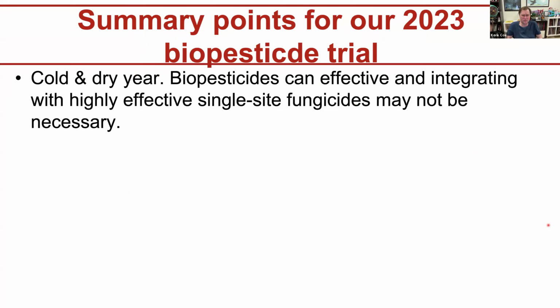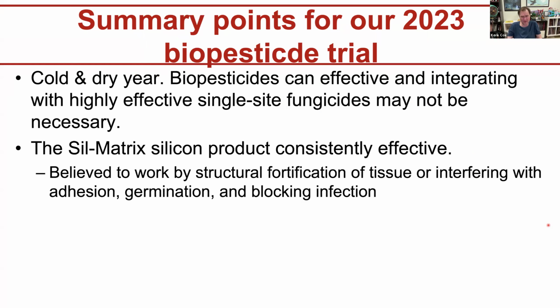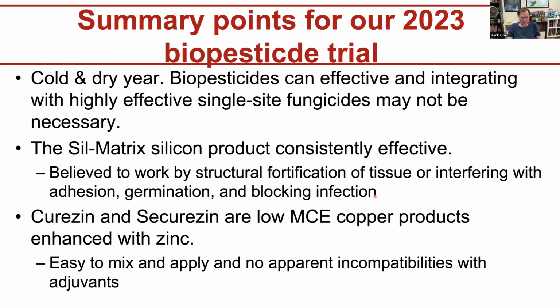Biopesticides, they're pretty effective if you use them with single-site fungicides overall. We were very excited to also see that Sil-Matrix, a silicon product, has been fairly consistently effective. It can either structurally fortify, or if you think about silicon lubricants, you can imagine spores and stuff sliding off leaves and fruit and falling on the ground instead of sticking and infecting. Kind of interesting stuff. And these are low-rate copper products that get enhanced by putting in zinc. A little bit of zinc makes the copper work well and puts less copper in the environment. These are very easy to mix and apply. And we've done a lot of studies looking at these with adjuvants, and they seem to be pretty good.